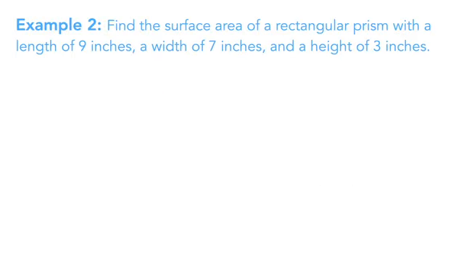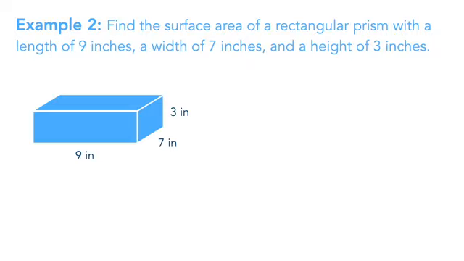In our next example, we want to find the surface area of a rectangular prism with a length of 9 inches, a width of 7 inches, and a height of 3 inches. If we sketch a picture of this object, we can see that the faces of the rectangular prism are rectangles. This means we need to use the formula for area of a rectangle. Area equals length times width.